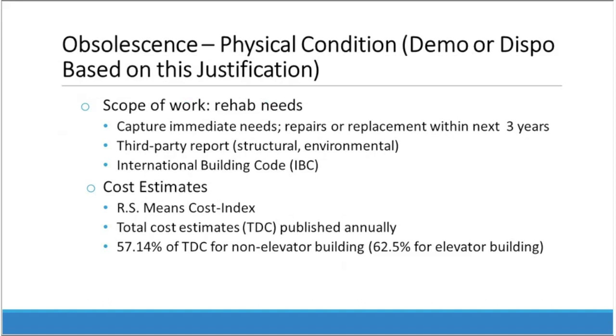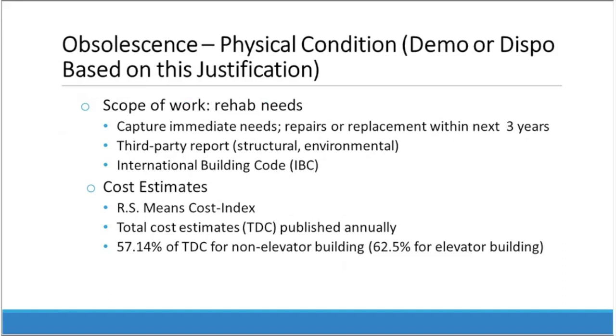Okay, so these next bunch of slides are going to talk about the definitions or the criteria for Section 18. So obsolescence is the first one. Obsolescence relates to the physical condition of the property. It's a justification for demo or dispo.